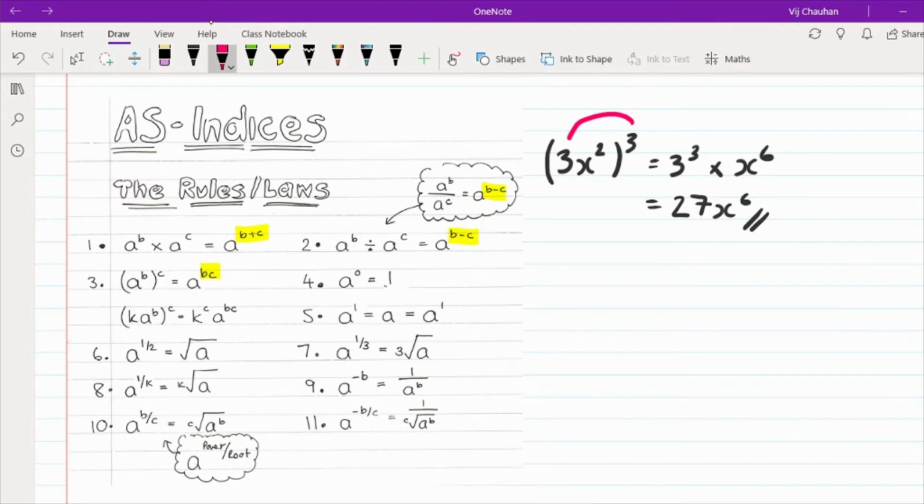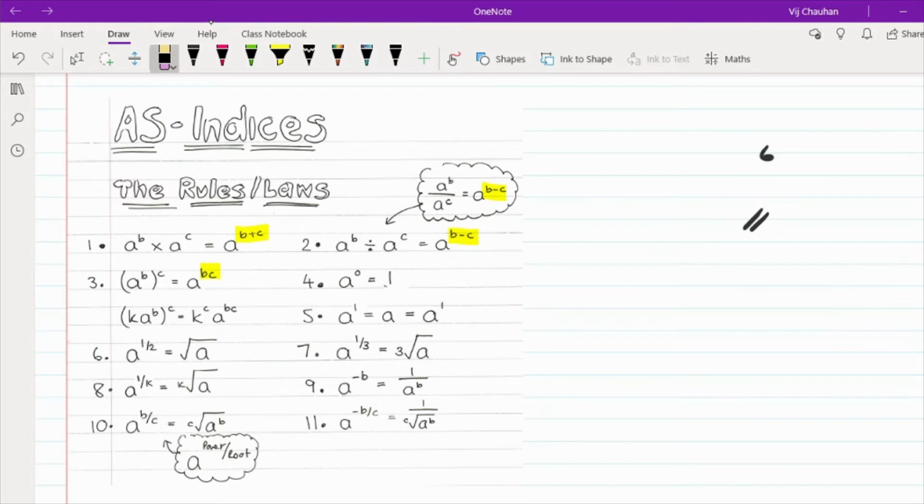So the key thing there is not to think it's just 3 to the power of x, 3x to the power of 6. You'll lose some marks if you did that. Going on to law number 4. Again, anything to the power of 0 is 1. And with regards to step 5, anything to the power of 1 is just itself.